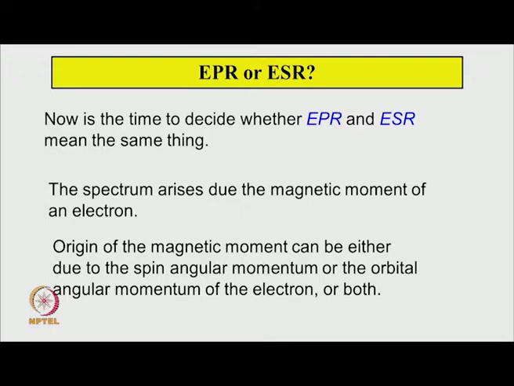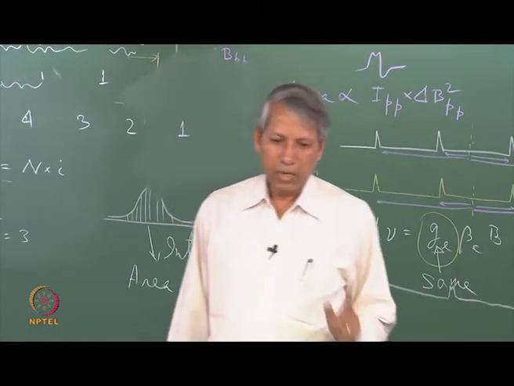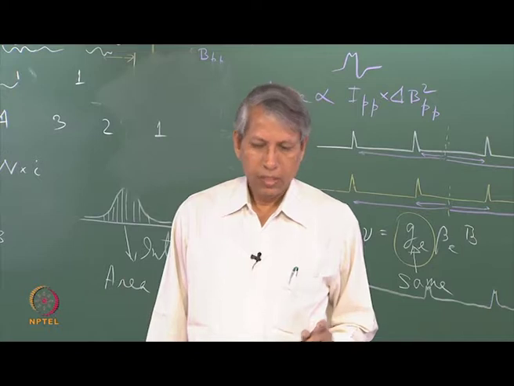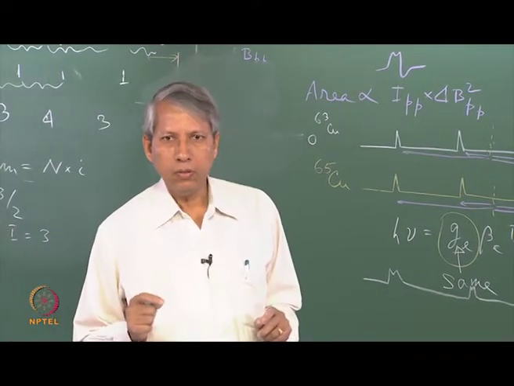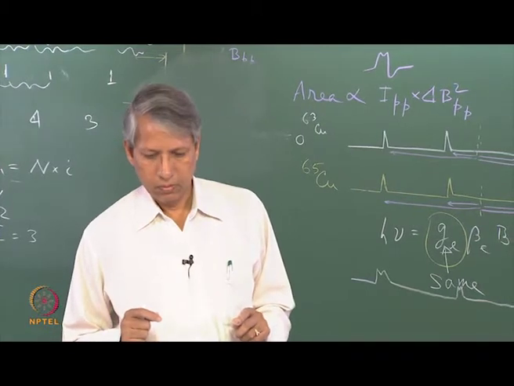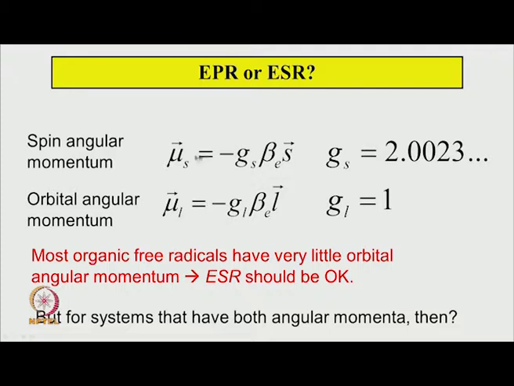It is time we did that. You see, that spectrum comes from the magnetic moment of the electron. Now, magnetic moment can come either from the orbital motion of the electron or the spinning motion of the electron, or it can come from both. You see the relationship between the angular momentum and the magnetic moment. If the magnetic moment comes from the spin angular momentum, then this is the relation: mu is the magnetic moment, g beta S, S is the spin angular momentum.